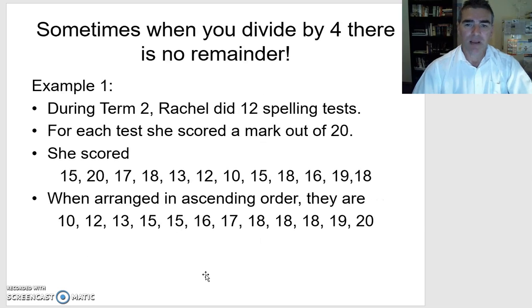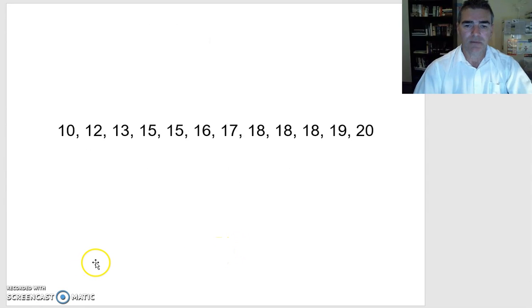So we're going to have a look back at Rachel. She's done 12 spelling tests, and the marks are here for her 12 spelling tests, but we like to arrange them into order to make things a lot easier. So her lowest score was 10 and her highest score was 20. So from that, we can then just have it separated so it's easier to see. Lowest score through to a highest score, so in ascending order, and we're going to find the median of that.